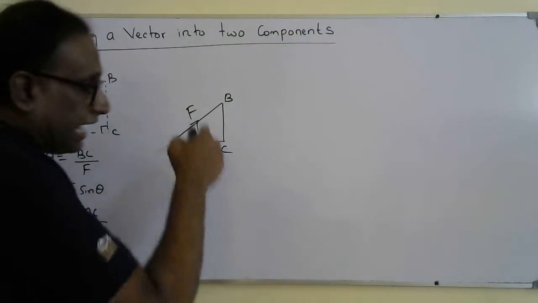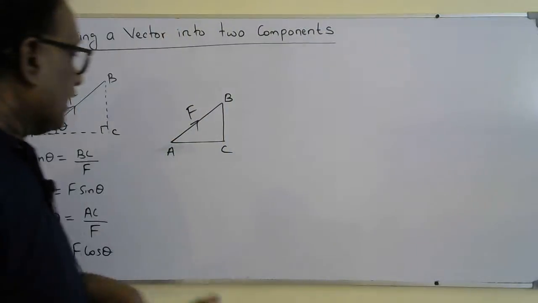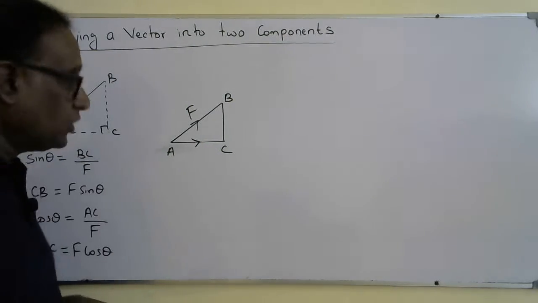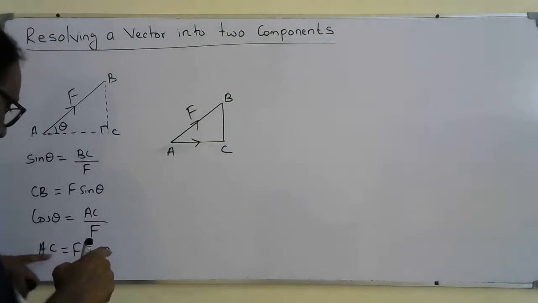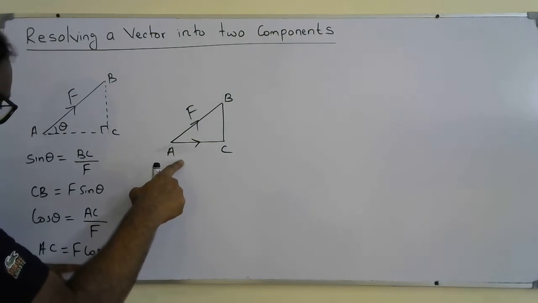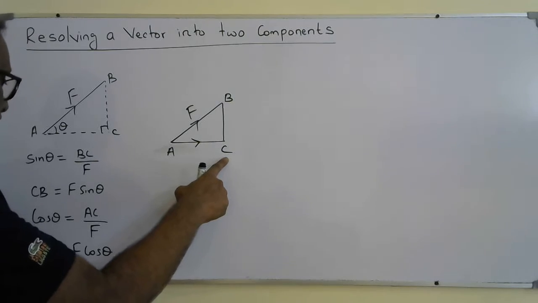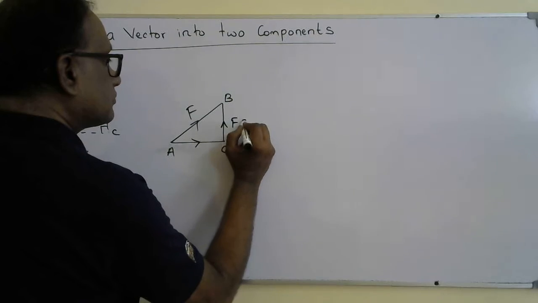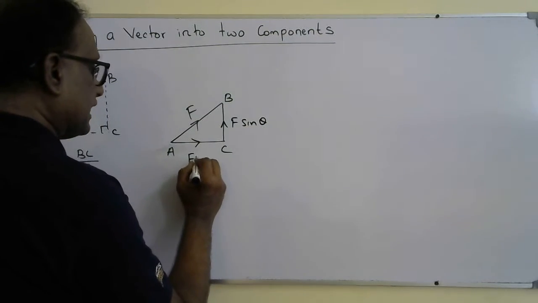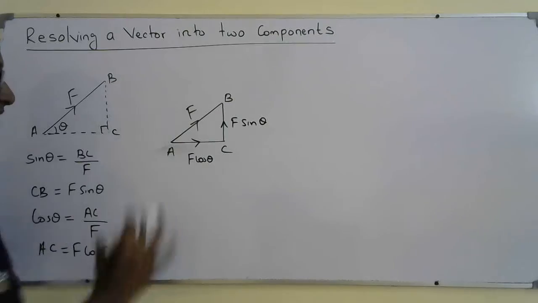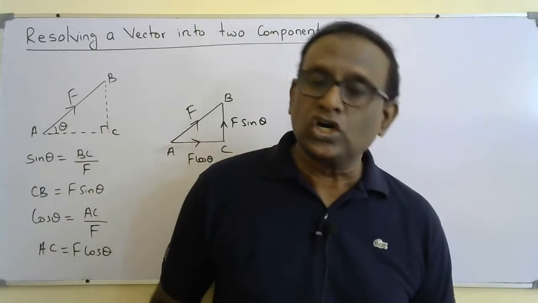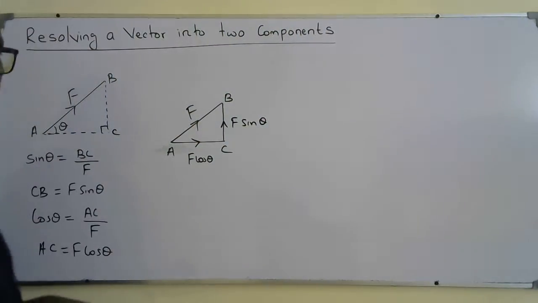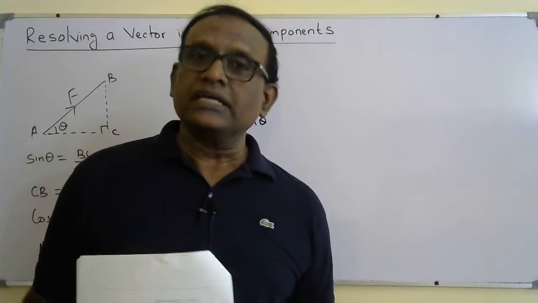If I want to get F as a resultant force, according to the vector addition rule, the direction of AC, F cos theta, should be towards the right, and the direction of F sin theta should be upwards. This AC is called the horizontal component of the given force F, and F sin theta is called the vertical component of the given force F.